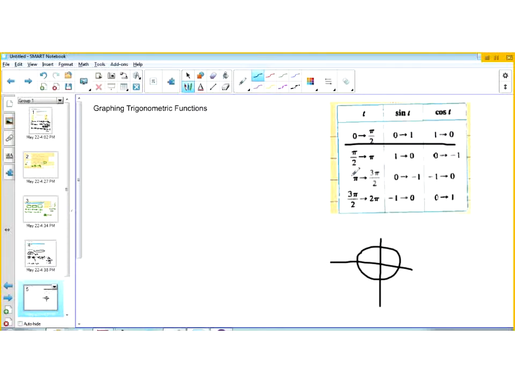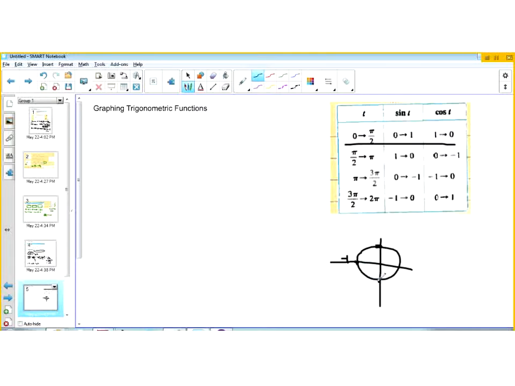Now, from pi halves to pi, the second quadrant, the ordinates of the terminal points range from 1 here down to 0. And the abscissas of the terminal points range from 0 at this point down to -1. Because that's -1, right? So we have this range. And from pi to 3/2 pi, the ordinates range from 0 here down to -1.